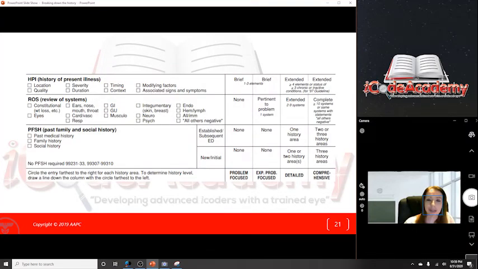Moving on and using the entire section of our leveling tool to find out our overall history. Again, we have location, which is going to be our brief HPI. We didn't have any review of systems. We didn't have any documentation as far as our past, family, social, or medical history. So overall, this is going to give us a problem-focused history level. Just that one line, very simple. That's all you need.